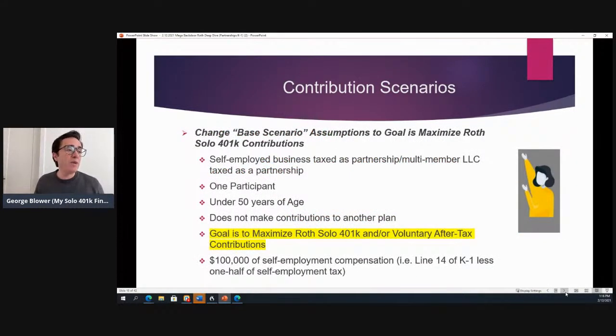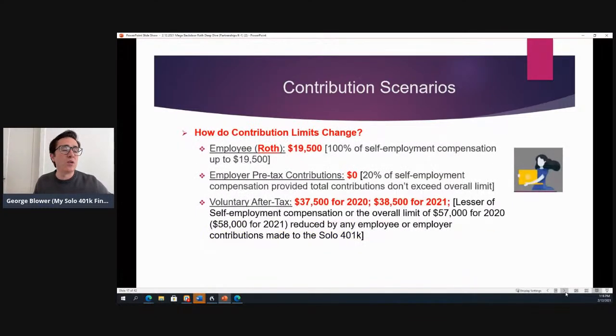Now let's go back to the base and make a different change. So now we're going to assume that the person doesn't want to maximize the pre-tax contribution, they just want to make Roth and/or voluntary after-tax contributions. So they could do 100% of their self-employment compensation, but in this instance, instead of putting it into the pre-tax sub-account, they put it into the Roth sub-account. They skip their employer contribution because employer contributions are always pre-tax, and this person doesn't want to make a pre-tax contribution. And then they just do the difference.